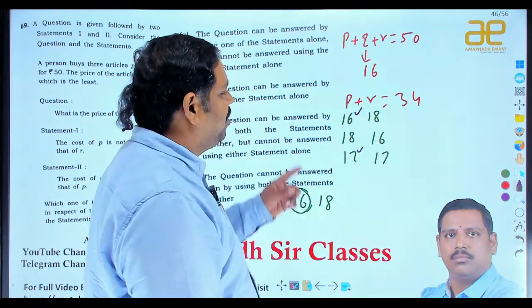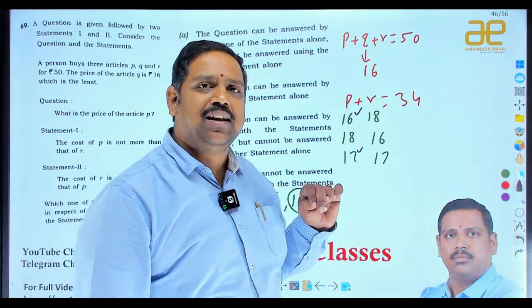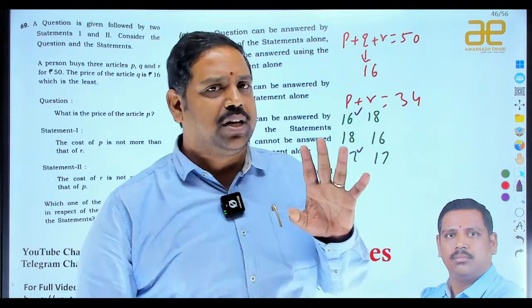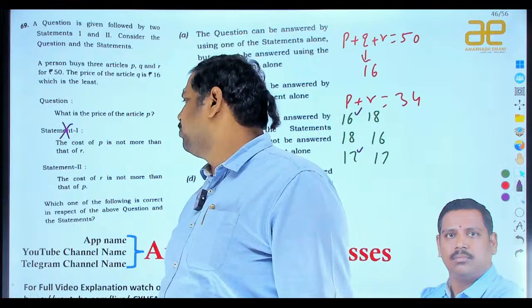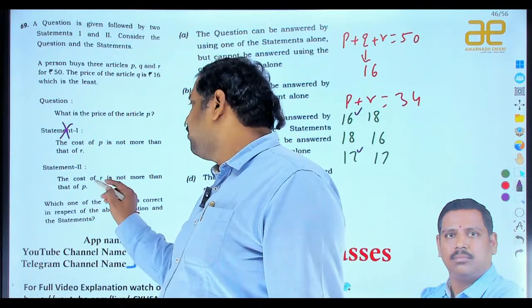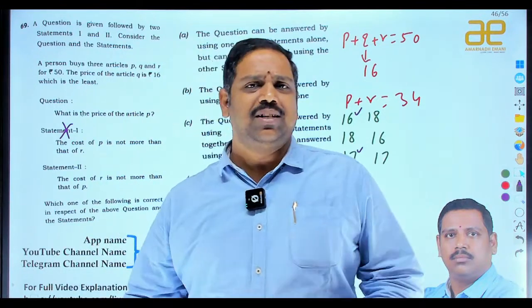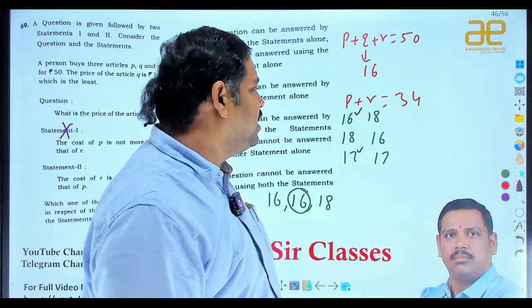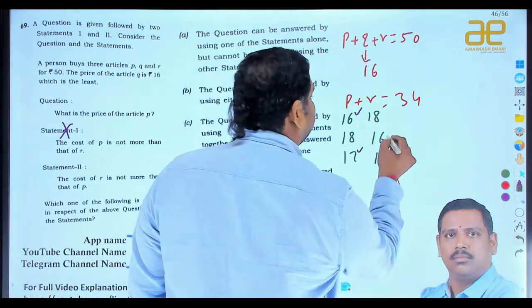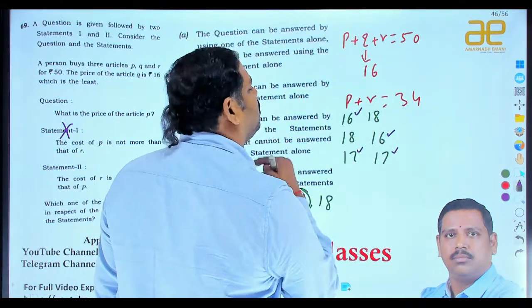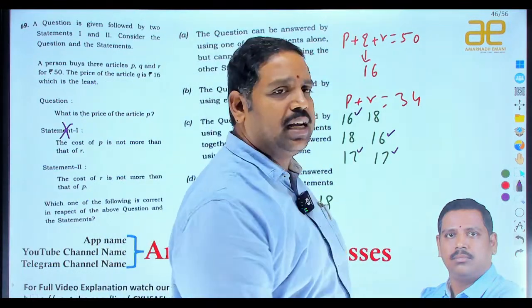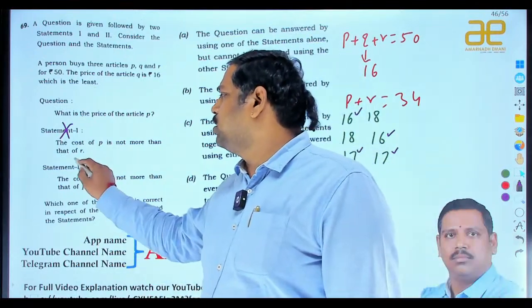Sir, from here I am getting two possibilities. If you want to know what P is, you should give a unique answer. You are unable to give one, so this is not sufficient. Go with statement 2: the cost of R is not more than that of P. Similar statement only. Not more means either equal or less than. So again, two possibilities are there, and I am unable to decide which is correct. So from statement 2 also I am unable.